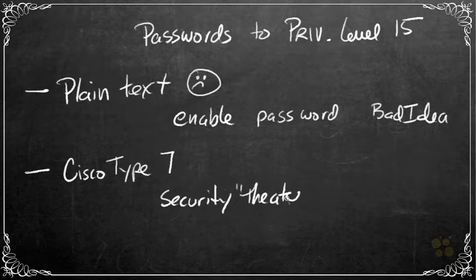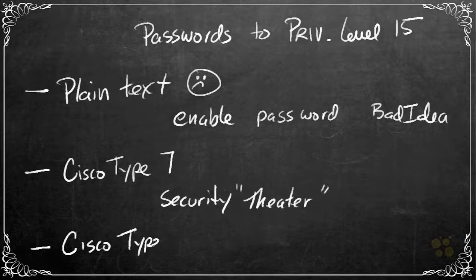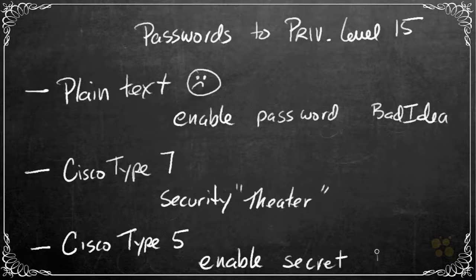The next type, which is only slightly better regarding confidentiality of the password in the config, is a Cisco type 7. The reason I'm calling it security theater here is because a type 7 can be very quickly broken with an application, just in a matter of milliseconds. So somebody can take the encrypted string, put it in the application, hit a button, and boom, they'll know what the password is. So it's not really a secure way of storing passwords, but it's better than nothing.